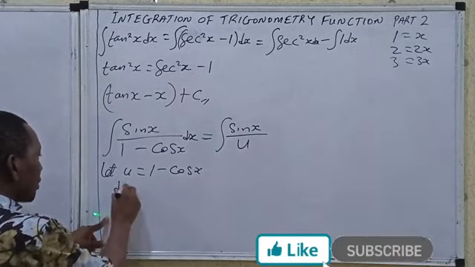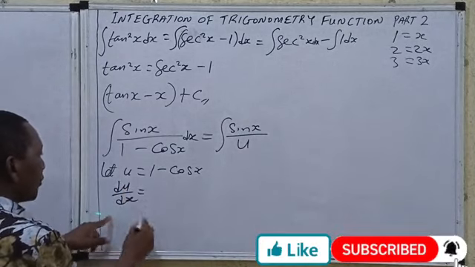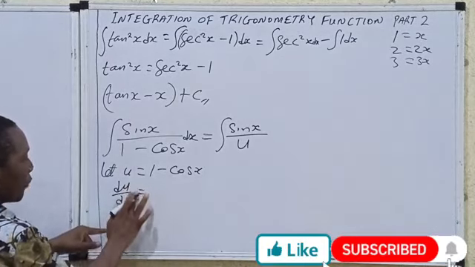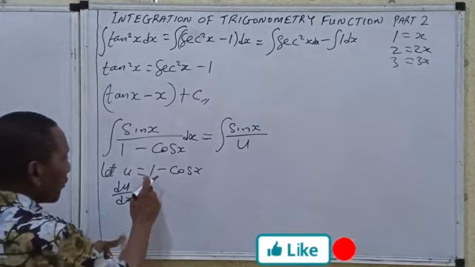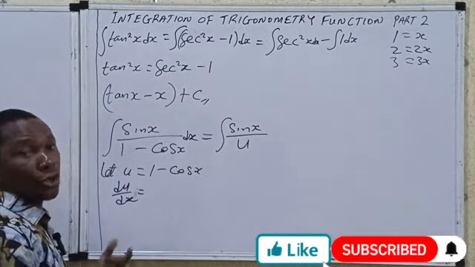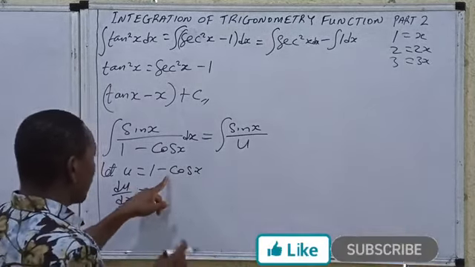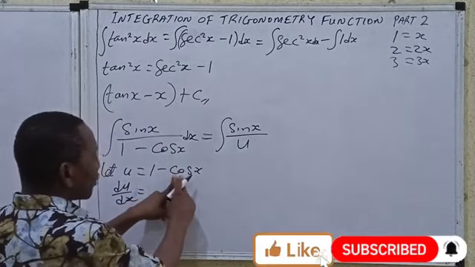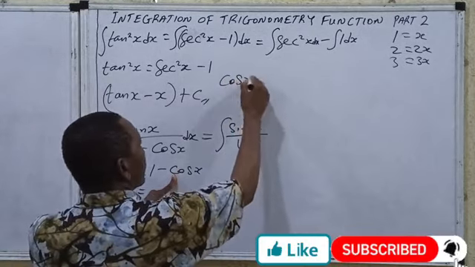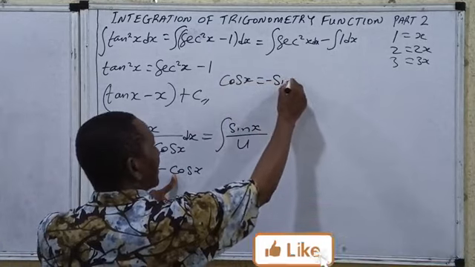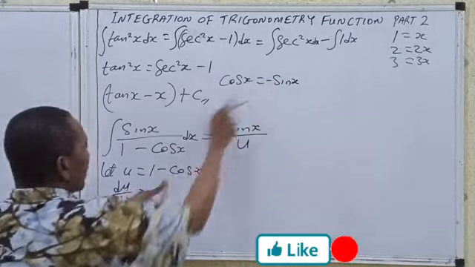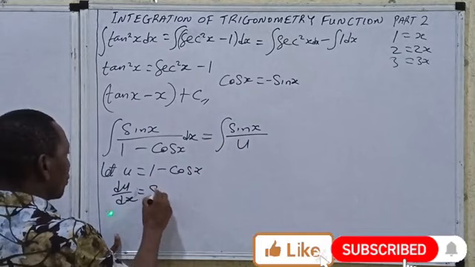Now you have to differentiate both sides. If you differentiate u with respect to x, you automatically have 1. If you differentiate the right side, the constant 1 differentiates to 0 and disappears. If you differentiate cos x, you have negative sine x. This negative sign times the other negative sign becomes positive. So you now have sine x.